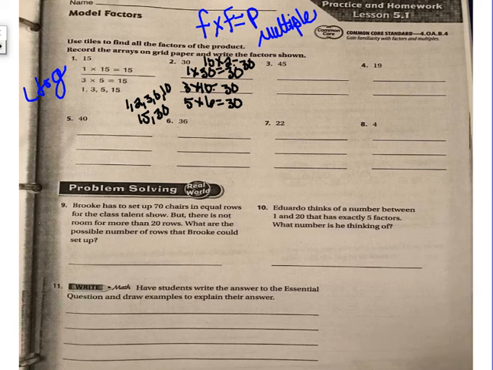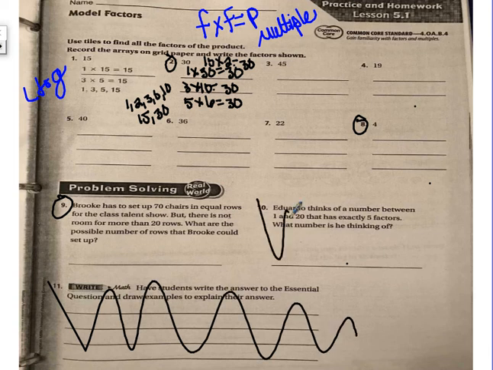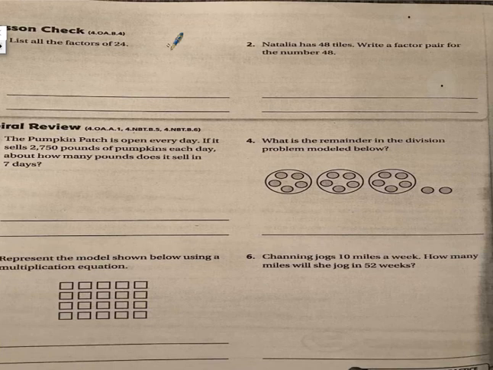What I want you to do is numbers 2 through 8, because this will help you with your multiplication. Do number 9. You don't have to do number 10 or 11. But then I want you to do all the problems on the back. Okay?